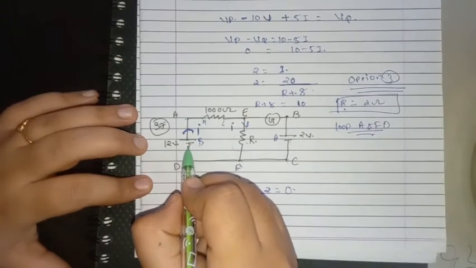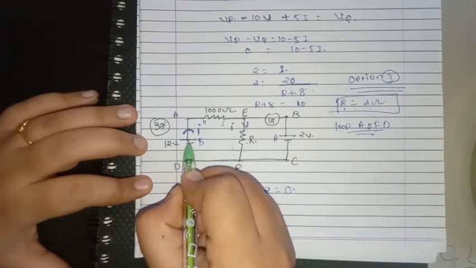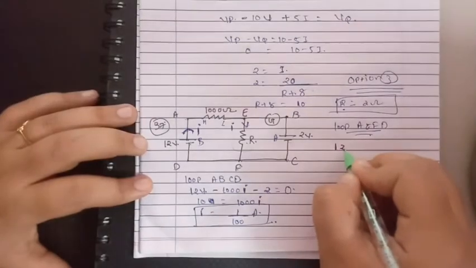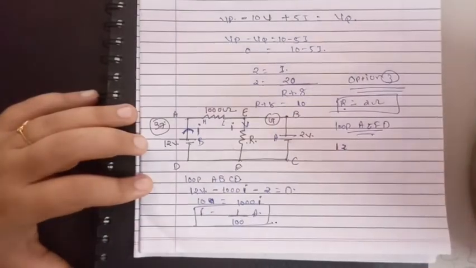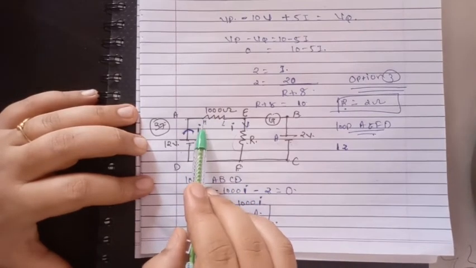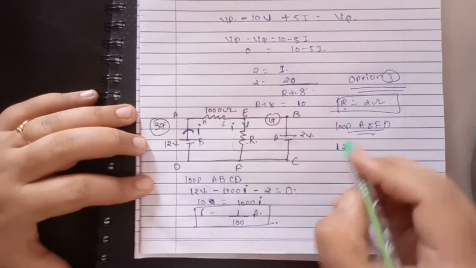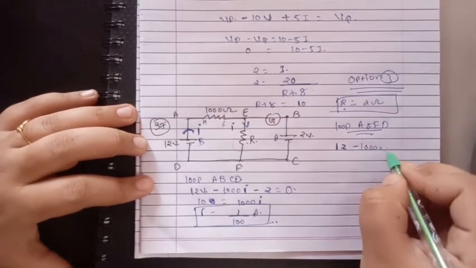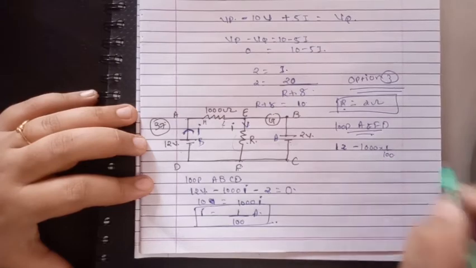Again, we will start from this point. We are moving from low potential to high potential, so we will gain potential by 12 volt. From the 1000 ohm resistance, we are moving from high potential to low potential, so we are losing potential by 1000i, and I is 1 by 100.